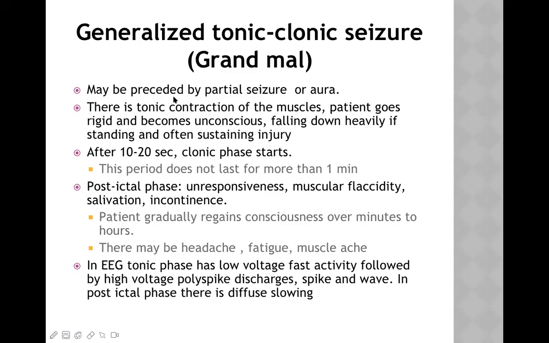Now, it may be preceded by partial seizure or aura. This partial seizure is called secondarily generalized, not the primary. That's what we talked about before. One type of partial seizure is the seizure which is localized to one half of the body or one part of the body. It may start from one limb, for example, or the hand. And from there, it may spread towards the whole body. So, grand mal seizure may be a primary one, or sometimes the generalized tonic-clonic seizure may be a secondary generalized one.